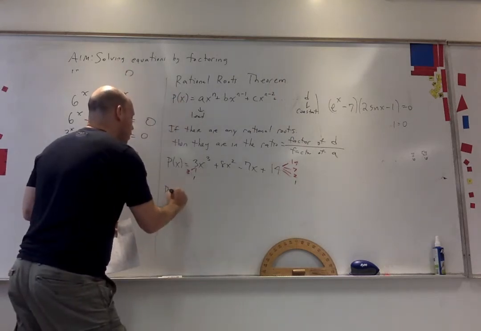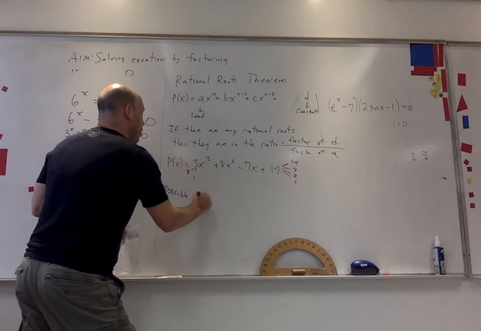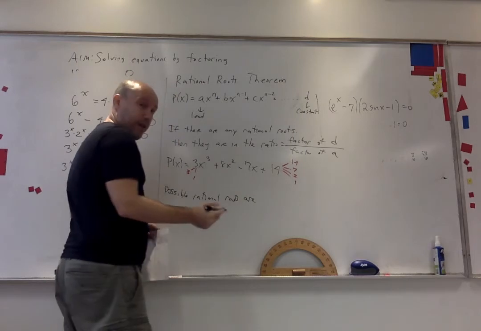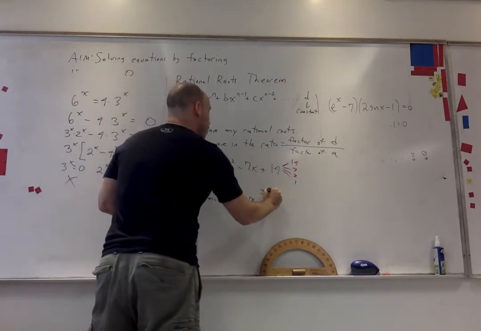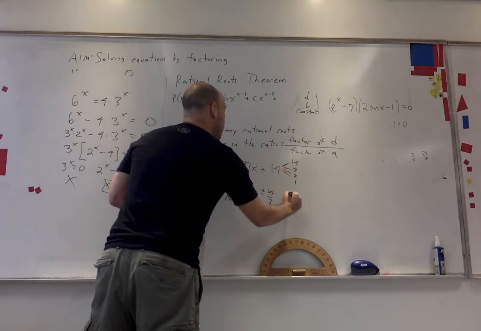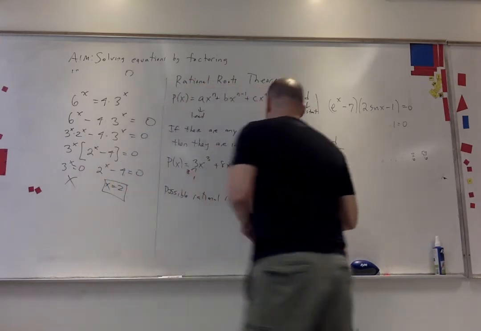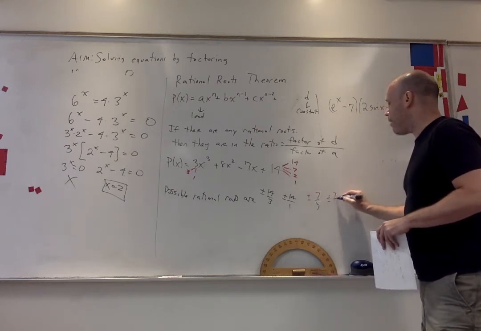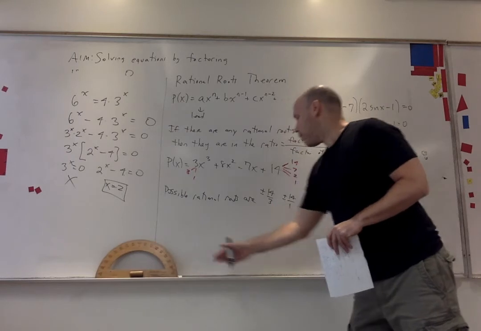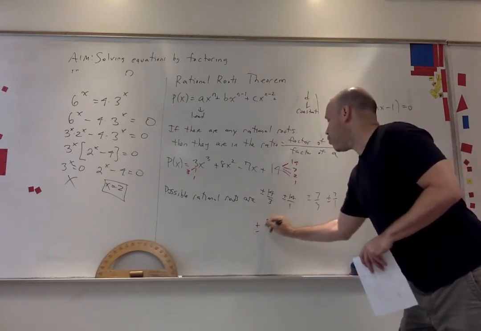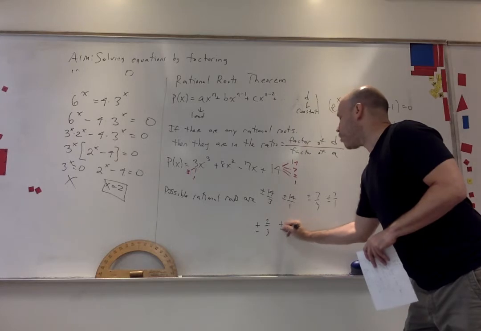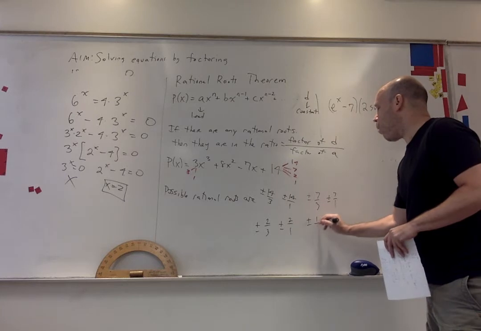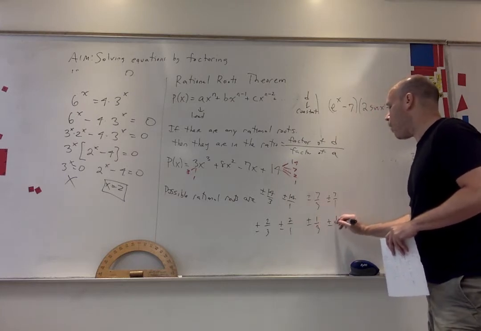And so, this is kind of cool. The possible rational roots are, ready for this? Plus or minus 14 over 3, plus or minus 14 over 1, plus or minus 7 over 3, plus or minus 7 over 1, plus or minus 2 over 3, plus or minus 2 over 1, or plus or minus 1 over 3, plus or minus 1 over 1.